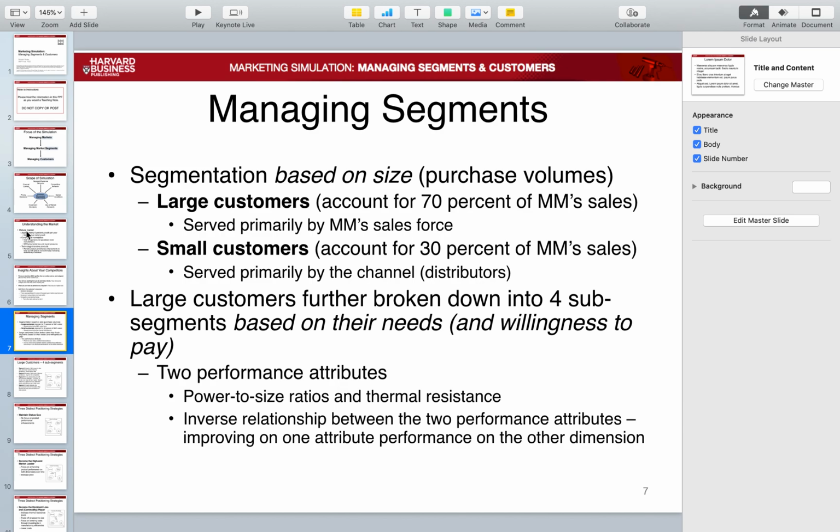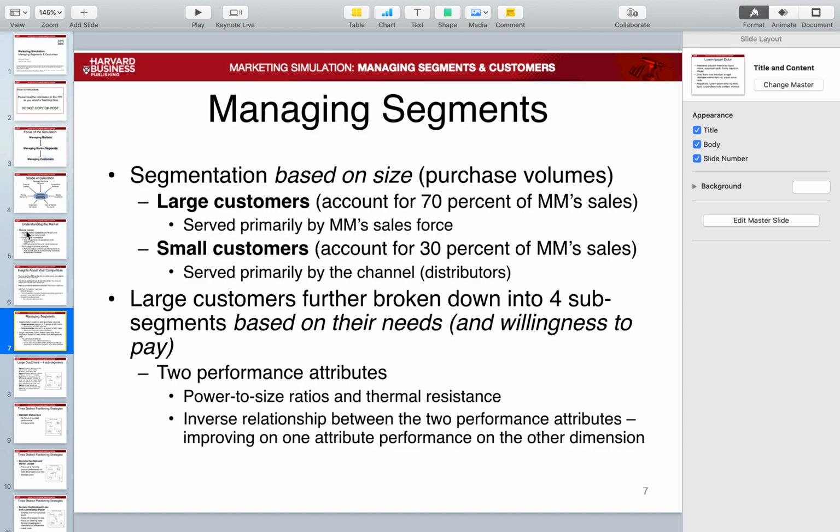Okay, so we talked about segmentation. And in the reading, you'll learn more about your segments, but you've divided it up into two segments in general: large customers and small customers. Large customers are 3/4 of your business. Small customers are a little over 1/4 of your business. However, the small customers are so many of them that you can't justify a sales force to reach them.